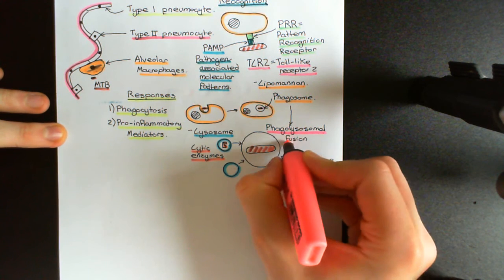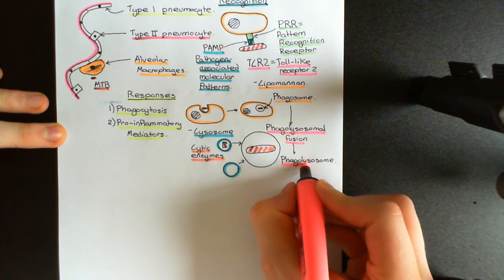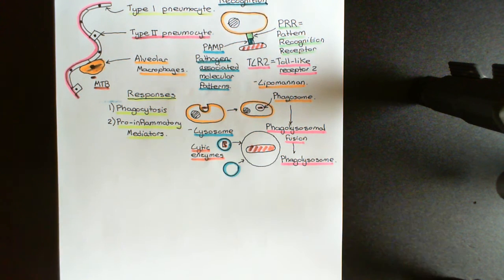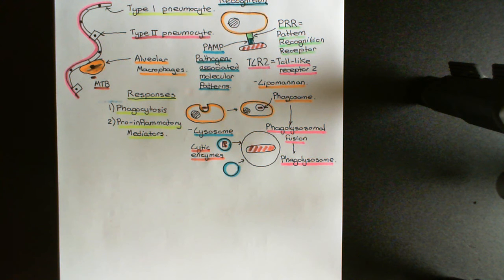So we've covered phagolysosomal fusion. What I now want to talk about is the other major killing mechanism that we have as part of phagocytosis, which is the production of reactive oxygen species and reactive nitrogen species.